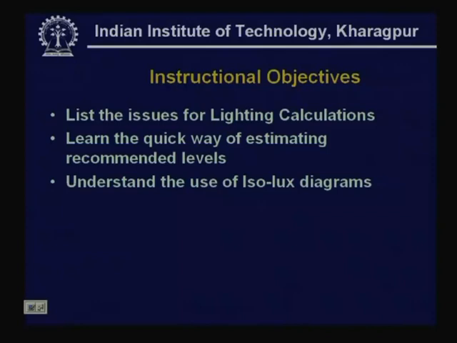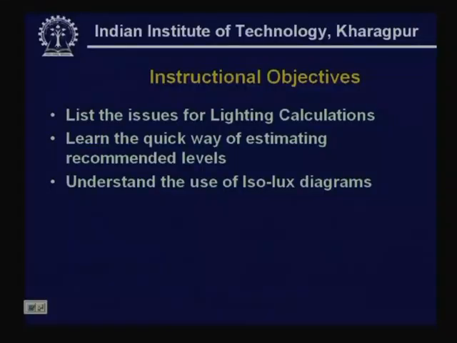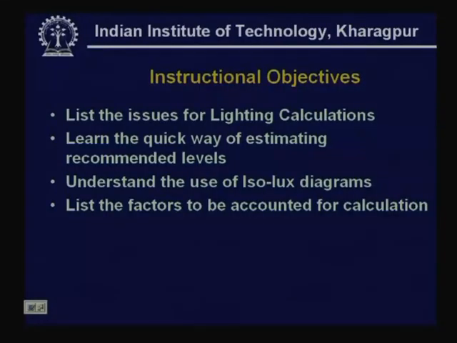Incidentally, the recommendations oftentimes talk in terms of the illuminance, is the light intensity on the work plane, which is specified in terms of lux, and therefore, it is the diagrams which are specified as Isolux diagrams, they are used. List the factors that need to be accounted for calculation. In some sense, some of these aspects have been covered all along, but it is an effort to have all put together in one lesson. That is the aim of today's lesson.